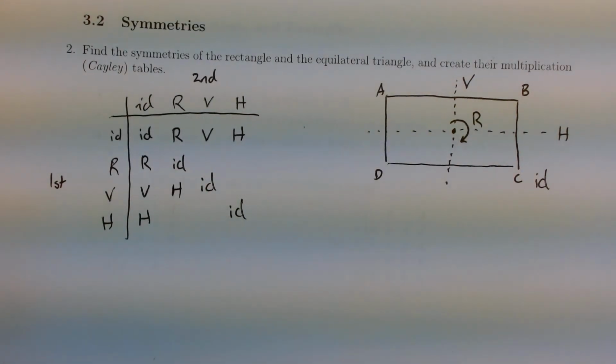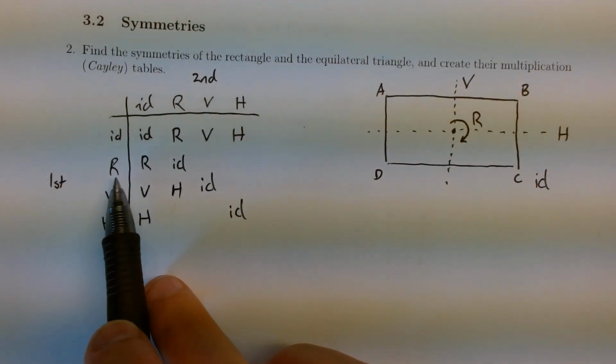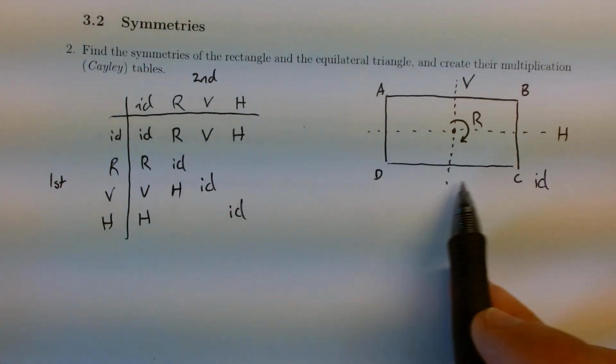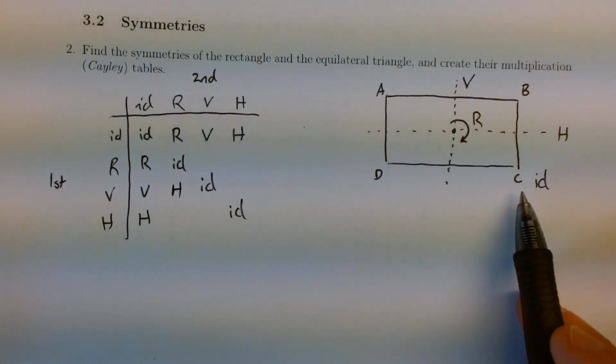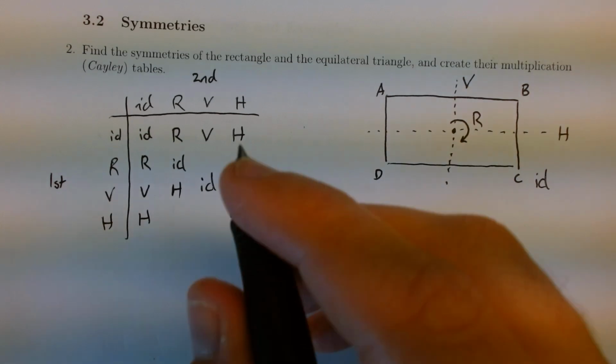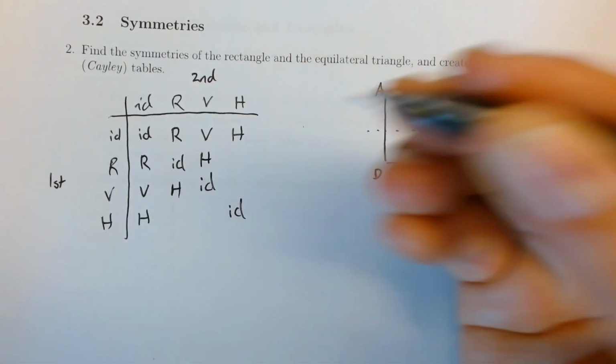And actually it doesn't matter the order. If I do that the other way, let's say I do the rotation first, so A comes here, and then I do the vertical flip, so A still comes there. So I still get H here.